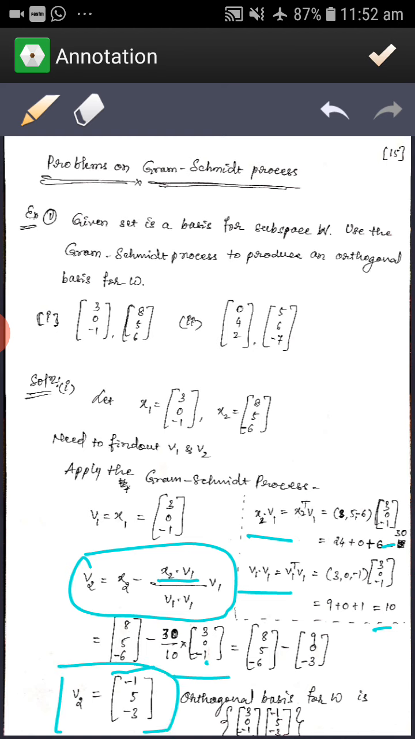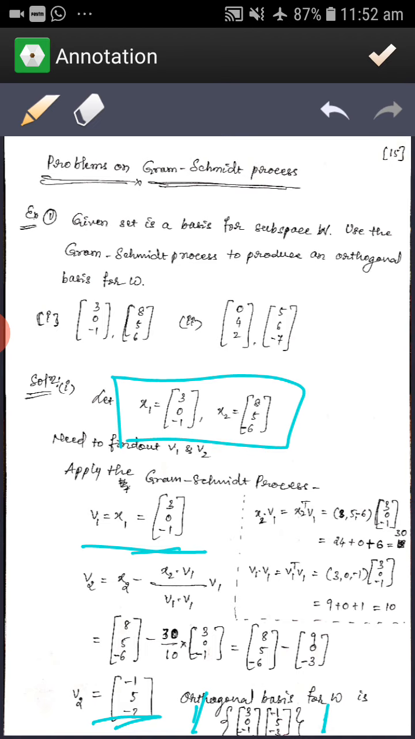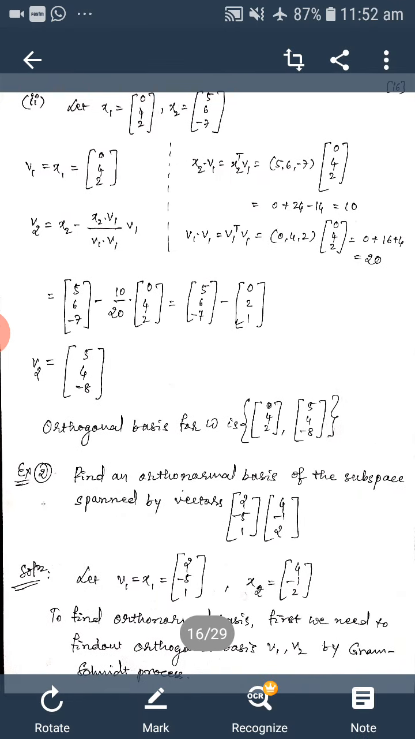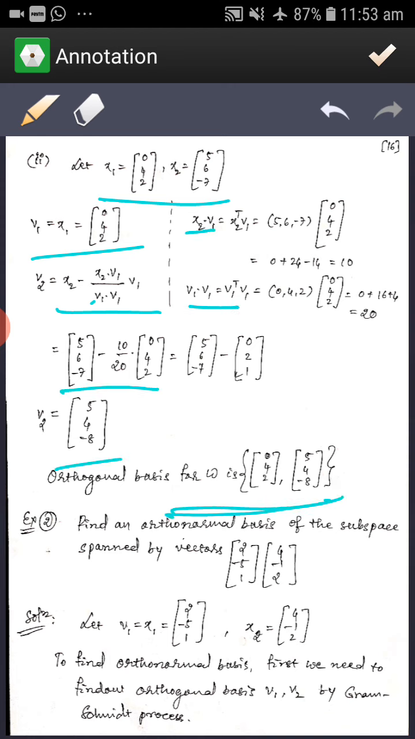We get v2 as (-1, 5, -3). The first vector remains the same, so this vector and this vector will be the orthogonal basis for the given vectors. Similarly, for the second case of the first problem, the first one will be the same. We apply v2 equal to x2 minus (x2 dot v1 divided by v1 dot v1) times v1. We calculate x2 dot v1, apply it here and calculate the vector, so this will be the orthogonal basis.